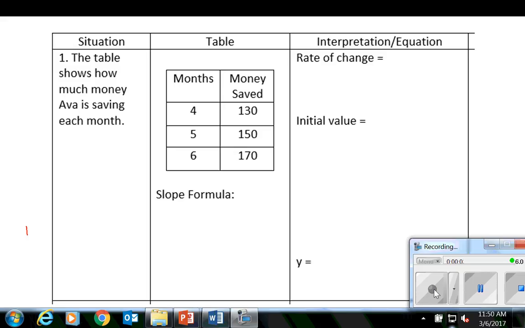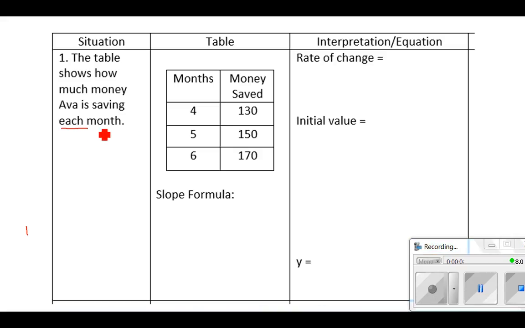The first problem on linear application notes is that the table shows how much money Ava is saving each month. And it is important to note that it is each month. So here's the table. After 4 months, she saved $130. 5 months, she saved $150. 6 months, $170. So we're going to first find the slope, and we're going to use the slope formula.